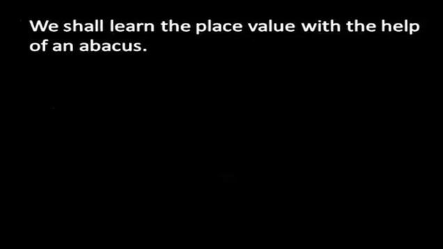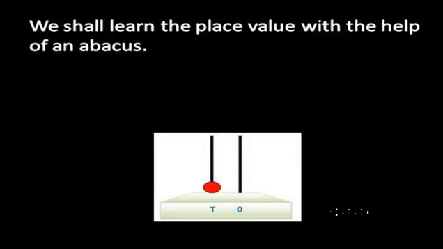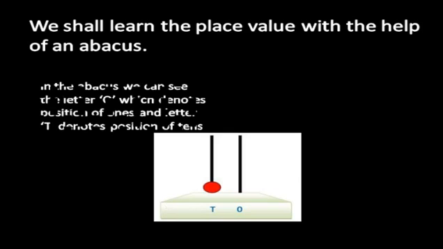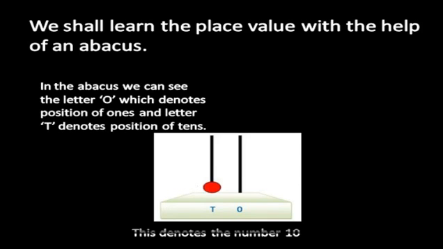We shall learn the place value with the help of an abacus. Here, to the left side of the image, arrow points out to the letter O, which denotes the ones position. And to the right side of the image, arrow points out to the letter T, which denotes the tens position. And in this figure, we have only one bead in the tens position. This denotes the number 10.